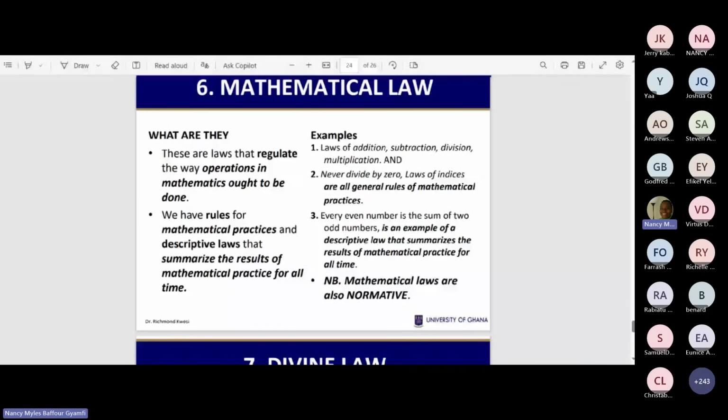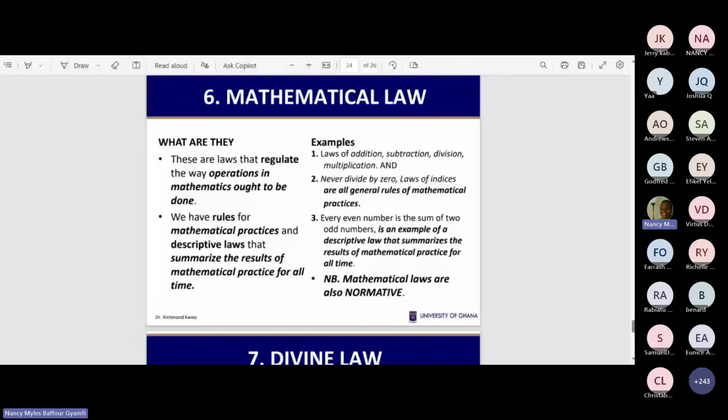Mathematical laws show you how you should add, not how you decide to add. They are not describing what is there. There's a prescription of how you ought to add. So if you have 3 and you add 2, it must, non-negotiable, it must be 5. You see, so it's normative.